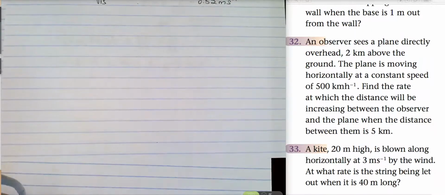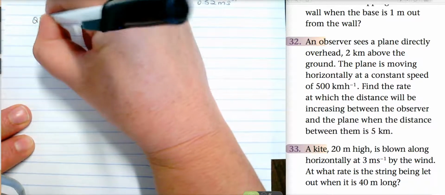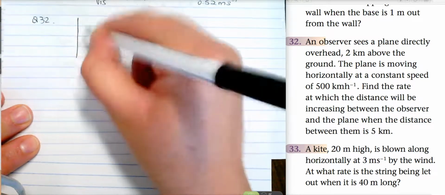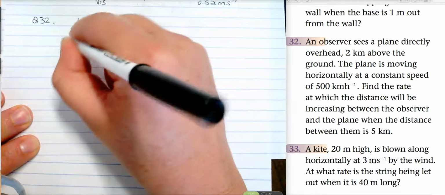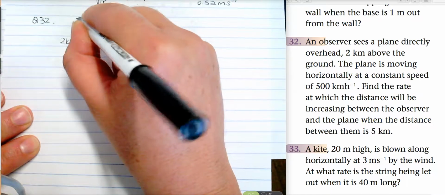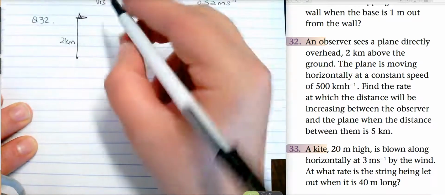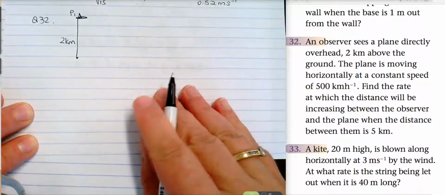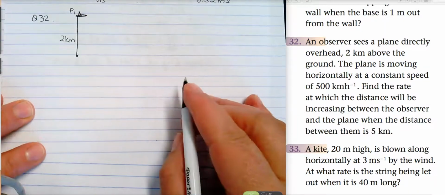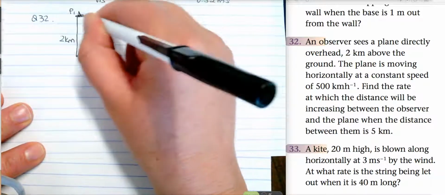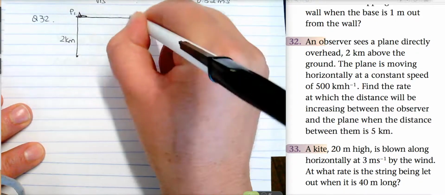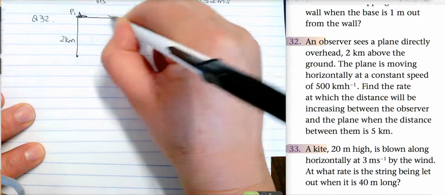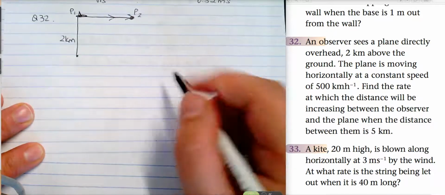An observer, question 32, just going to do this one last, sees a plane directly overhead 2 kilometres above the ground. So here's the ground, 2 kilometres above, we've got the plane. Now I'll call this P1, where the plane is at point 1. The plane is moving horizontally at a constant speed of 500 kilometres per hour. So we'll go to the right because it's a positive. So then we end up here. Okay, so it's going this way.